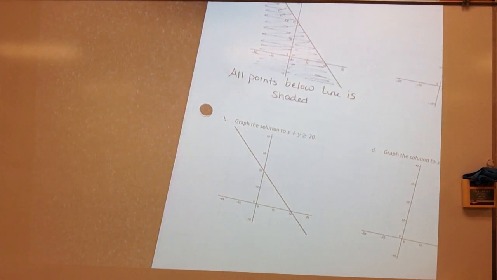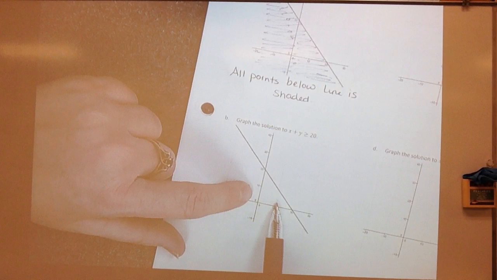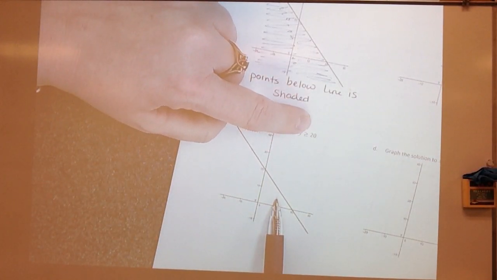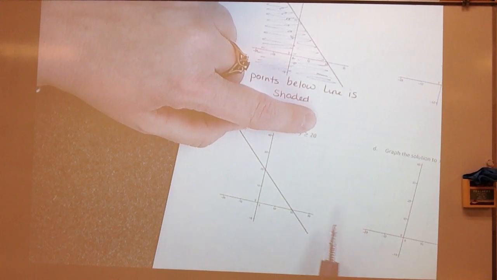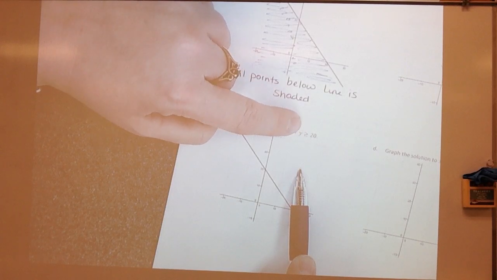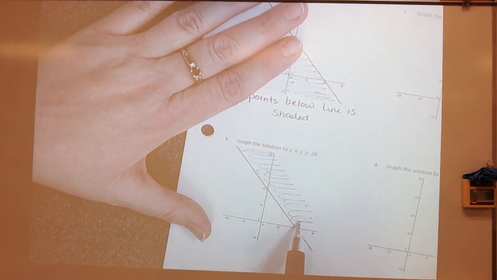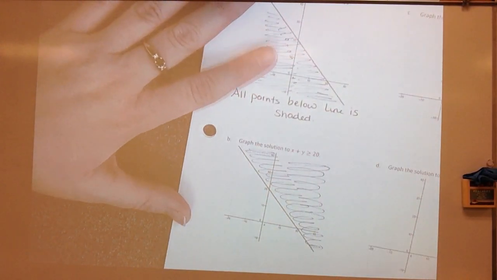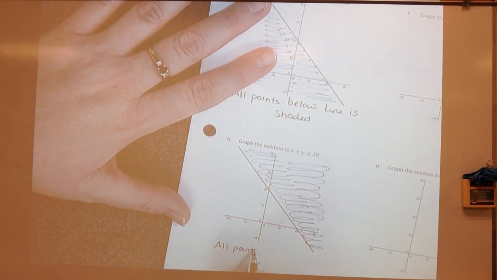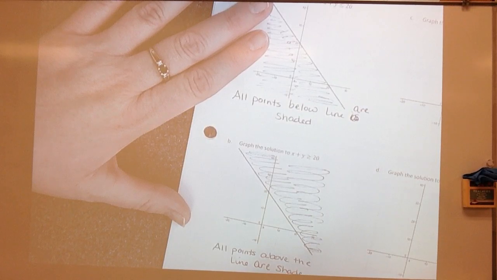Let's look at B. Graph the solution to x plus y is greater than or equal to 20. Once again, let's plug it in. Choose a point, 0, 0. Or I'll tell you what, let's do 10, 5. That would be right here. So 10 plus 5 is 15. Is 15 greater than or equal to 20? It is not. So let's do 20, 25. So 20 plus 25 is 45. Is that greater than or equal to 20? It is. So in this case, it's telling me that every point that I choose above this line will work. So all points above the line are shaded. Okay.